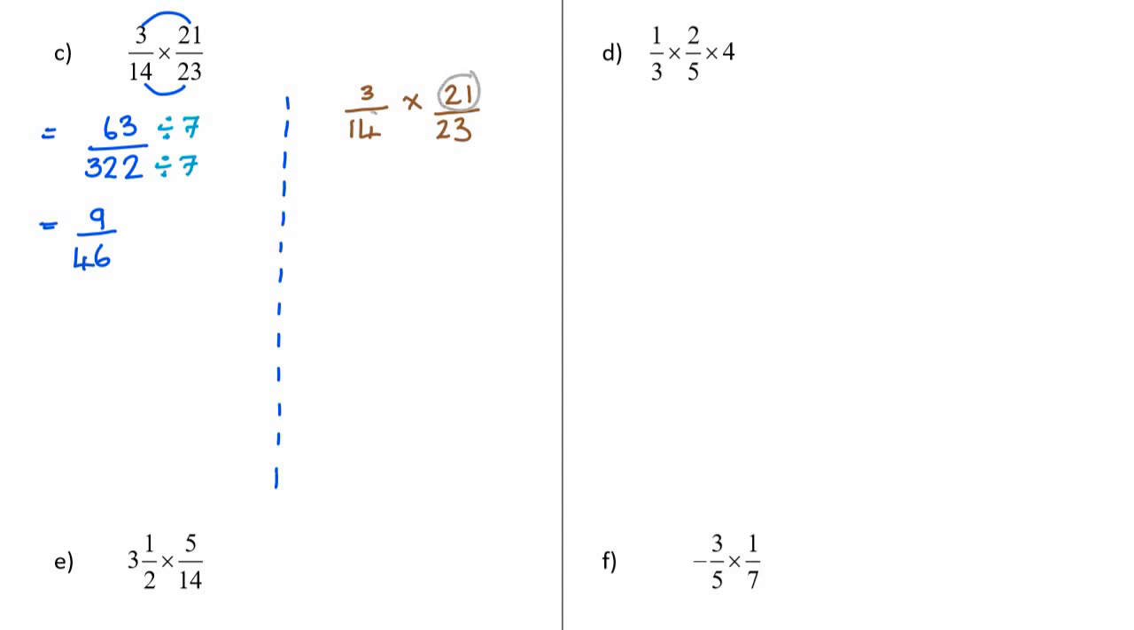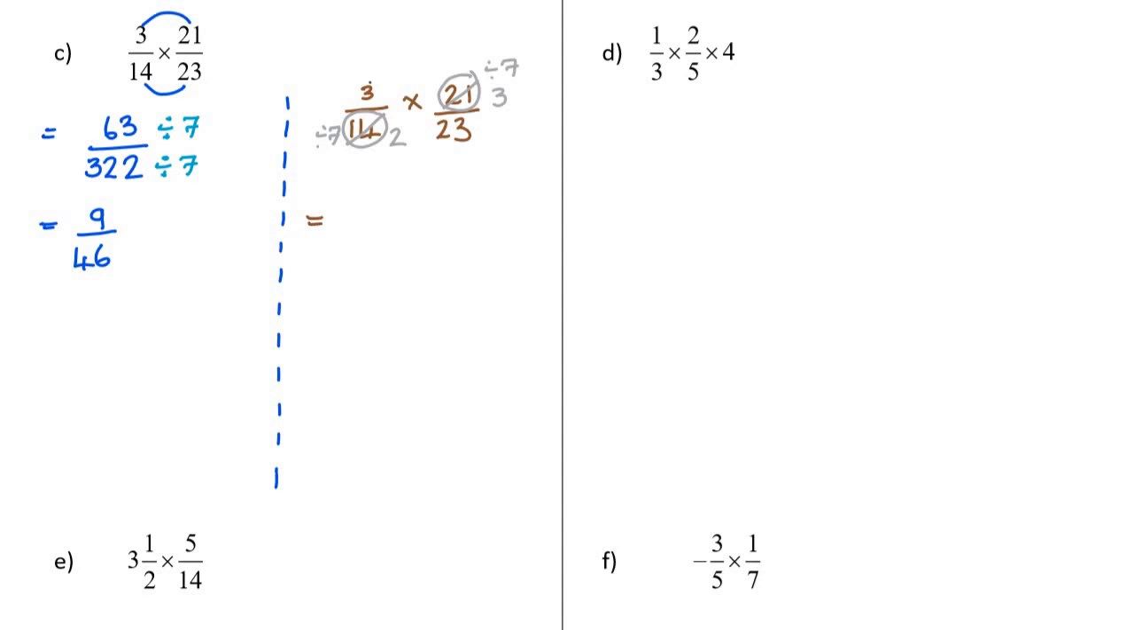So if I look at 21, 21 has something in common with 14, because I can divide them both by 7. So I'm dividing the top and the bottom by the number 7. So I divide 14 by 7 and I get 2, and I divide 21 by 7 and I get 3. Now there's nothing more I can cross cancel, because often you can continue cross cancelling. I can't cross cancel anything more.